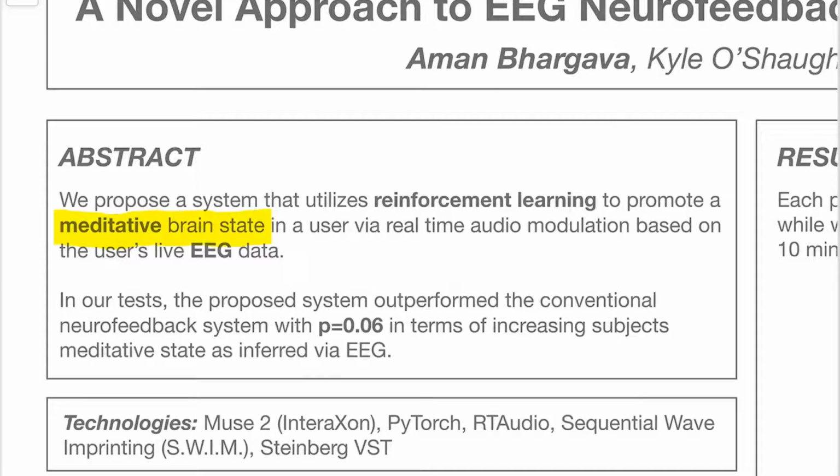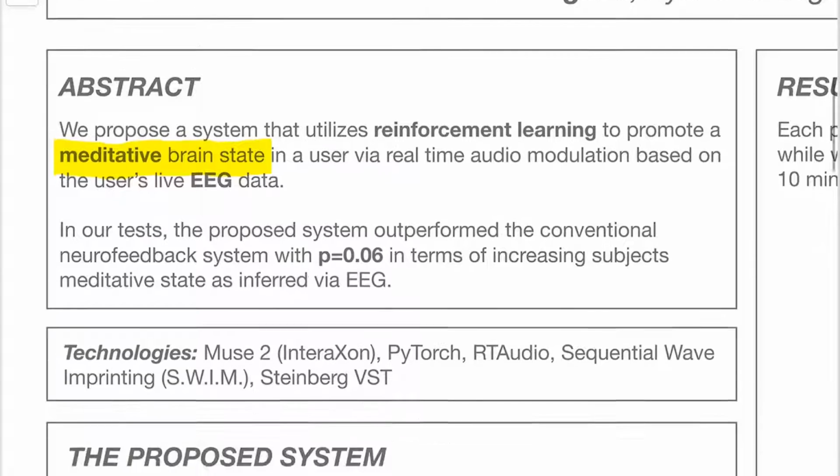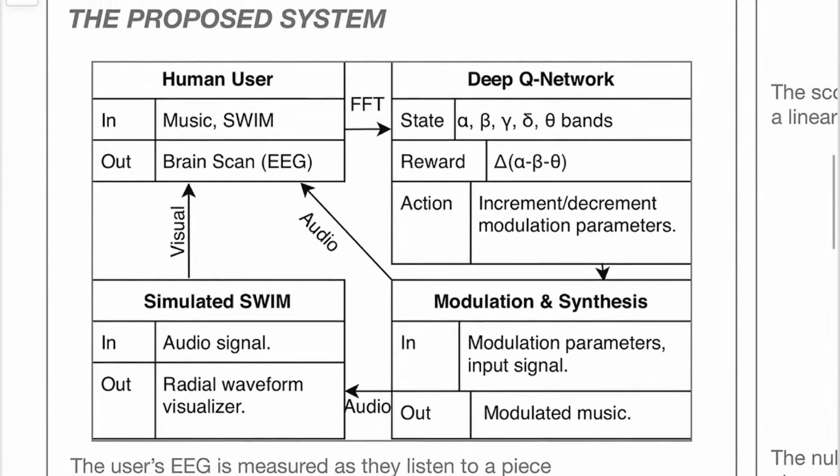Now, to provide a bit more detail on the proposed system, the human user listens to audio while viewing a visualization of that audio while attempting to meditate. Their EEG is simultaneously measured, and the audio is modulated by a low-frequency oscillator envelope function on the gain. The frequency of that low-frequency oscillation is controlled by the deep reinforcement learning agent.